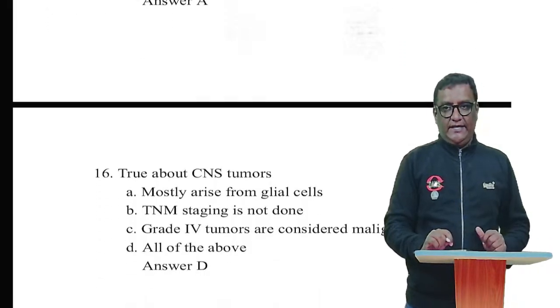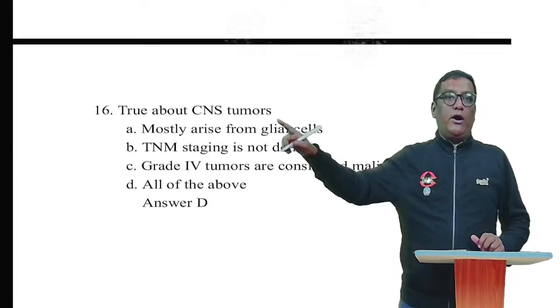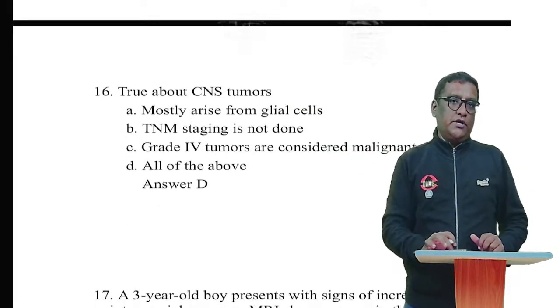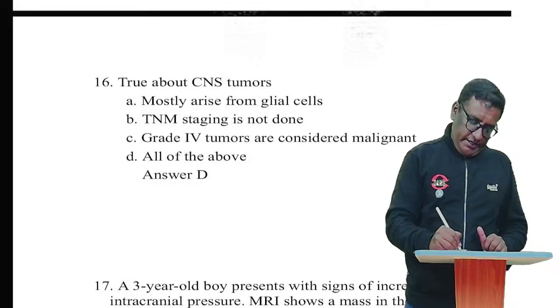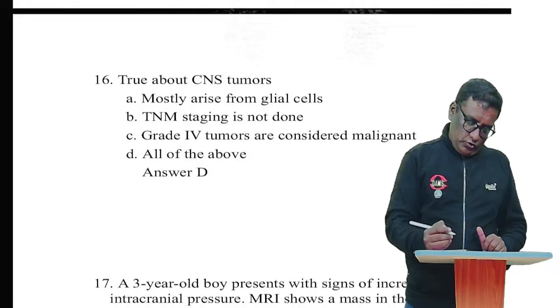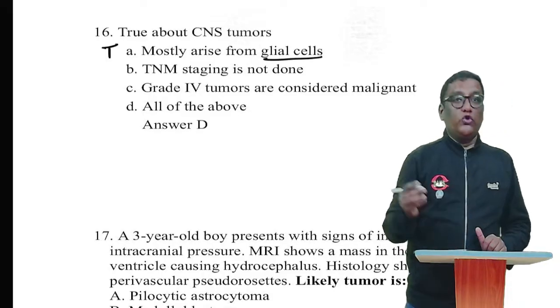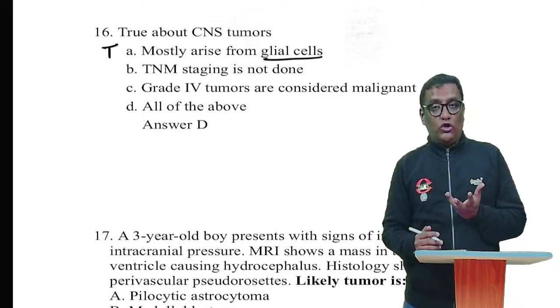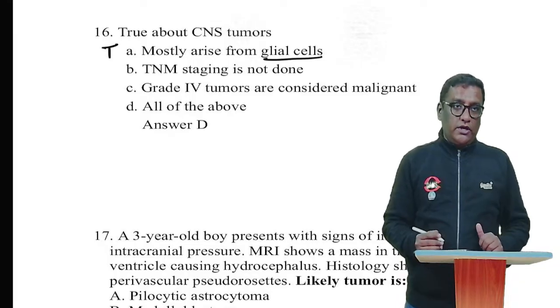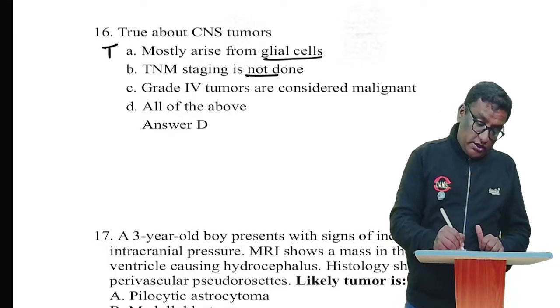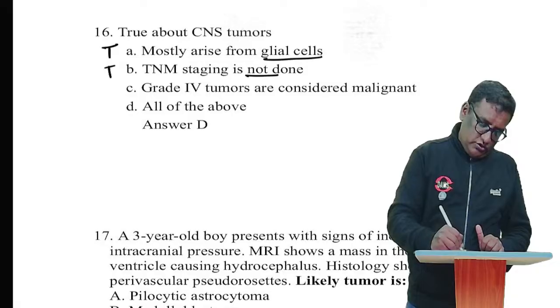Question 16. Okay, let us look. True about CNS tumors. Mostly arise from glial cells. Yes, this is a true statement. So tumors in the CNS are not from the neurons, they arise from the glial cells. That is true. TNM staging is not done. That is also true. Why is it not done?